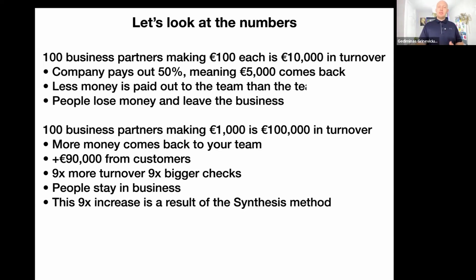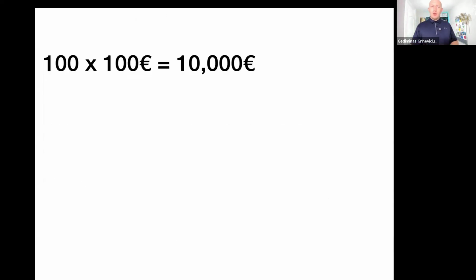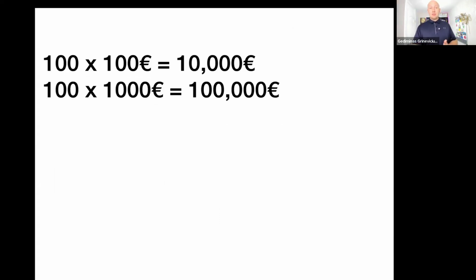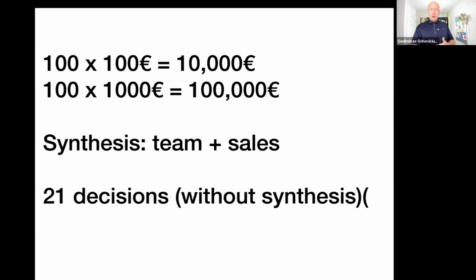This 9 times increase is a result of the synthesis method: twice more conversations and decisions, and 9 times more turnover. So what you need to do is learn this method, teach it to your team, and then teach your team members to teach others. It's a simple skill, but it can give a very big reward. So once again, 100 people times 100 is 10,000 turnover. 100 people times 1,000 is 100,000 team turnover. Synthesis basically combines team building and selling the products.